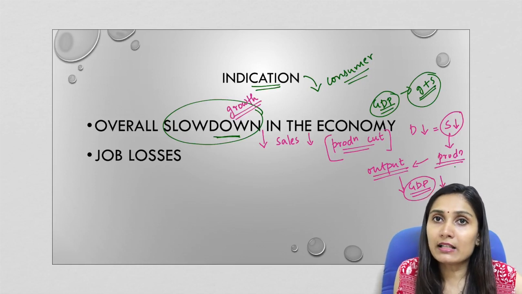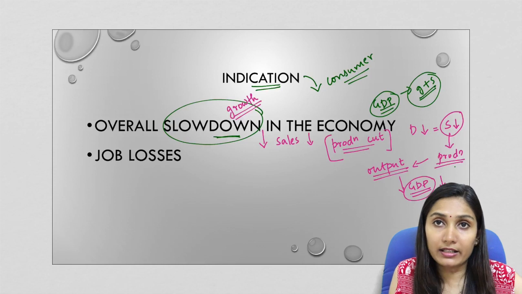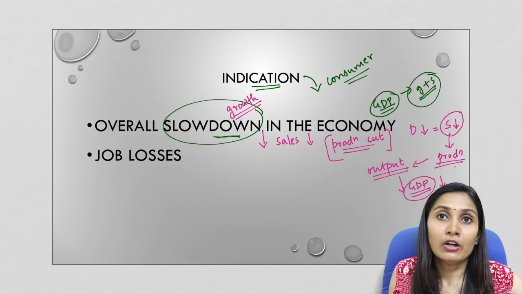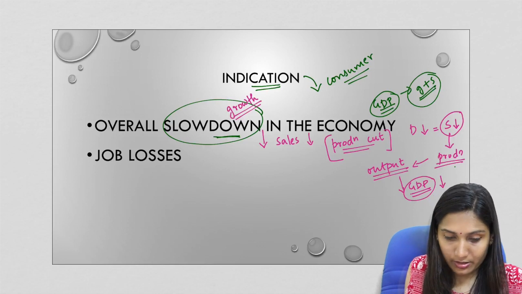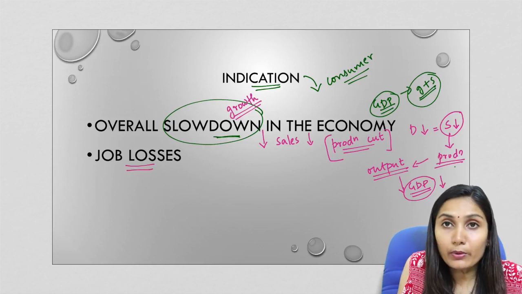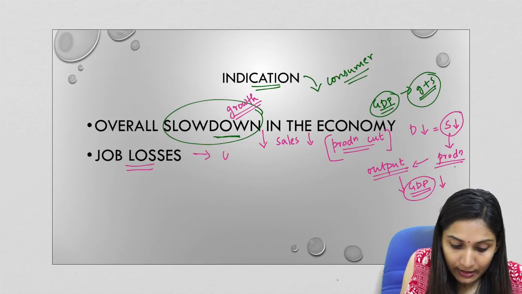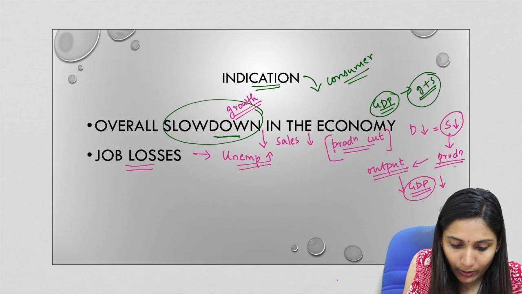And the automobile sector is one significant sector that will contribute towards the growth rate or the slowdown, on either the positive or the negative side of growth in the economy. So this is the first indication. Now the second indication is the job losses. Now here job losses means a situation where the unemployment rate will increase in the Indian economy.